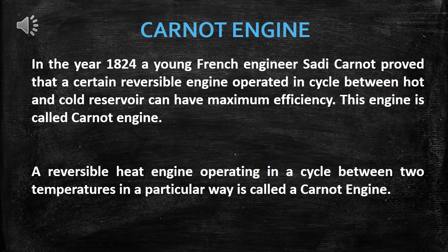In this presentation, you are going to learn about Carnot engine. In the year 1824, a young French engineer Sadi Carnot proved that a certain reversible engine operated in cycle between hot and cold reservoir can have maximum efficiency. This engine is called as Carnot engine. A reversible heat engine operating in a cycle between two temperatures in a particular way is called as Carnot engine.